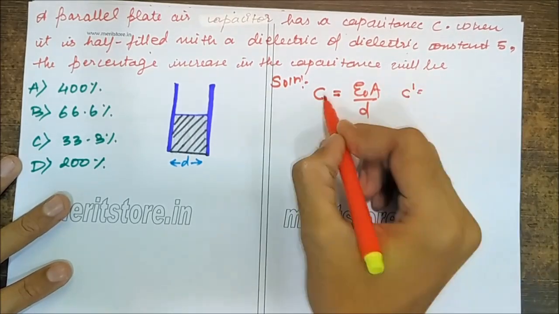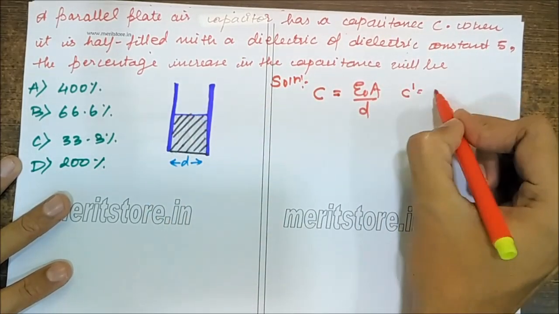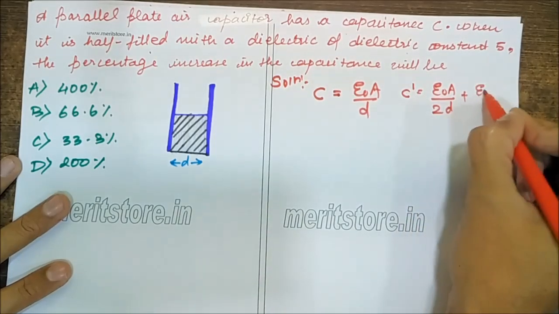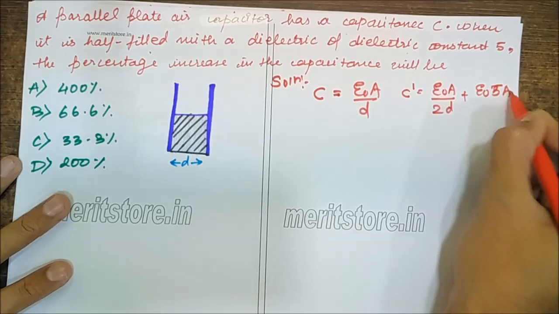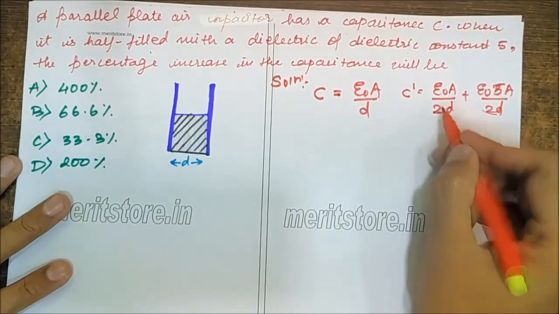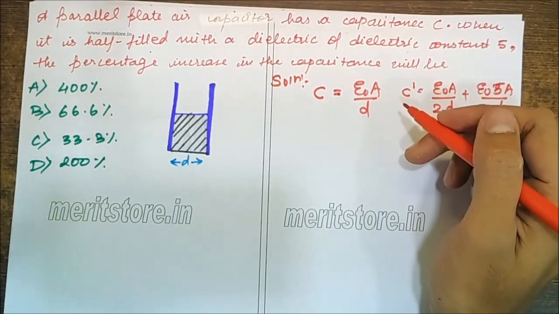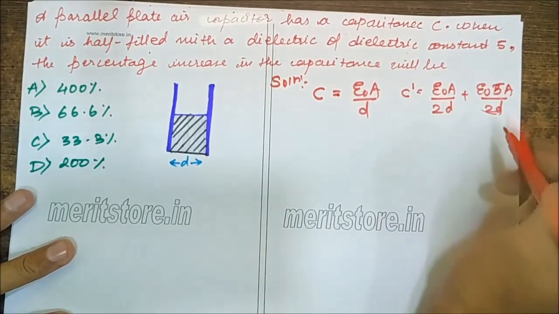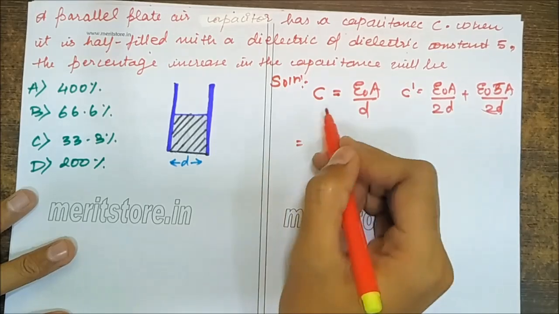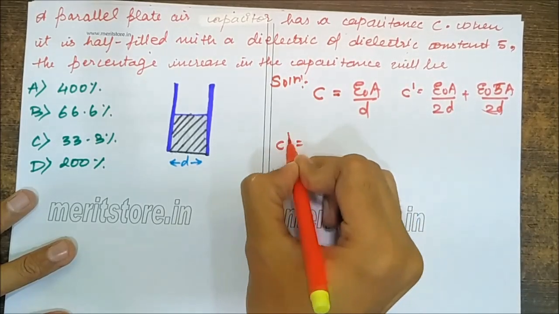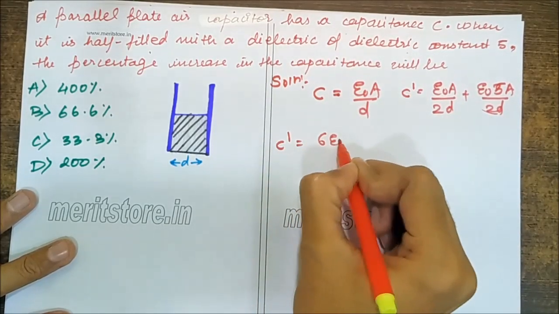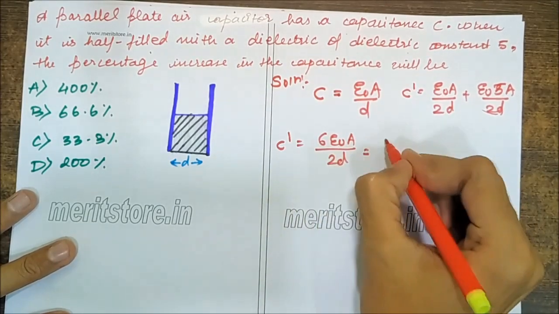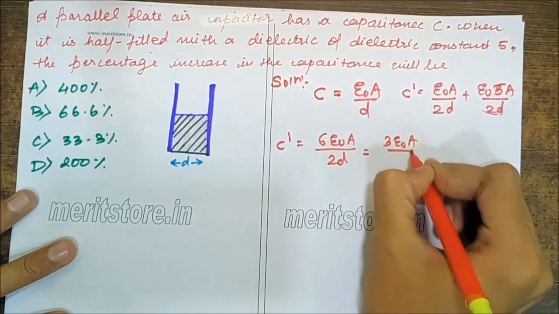and the capacitance after adding the dielectric is epsilon naught A upon 2D plus epsilon naught 5 times A upon 2D. If you solve this, you will get the total capacitance after adding a dielectric of 5. So if we add this, we get the total C dash equals 6 epsilon naught A upon 2D, that will be equal to 3 epsilon naught A upon D.